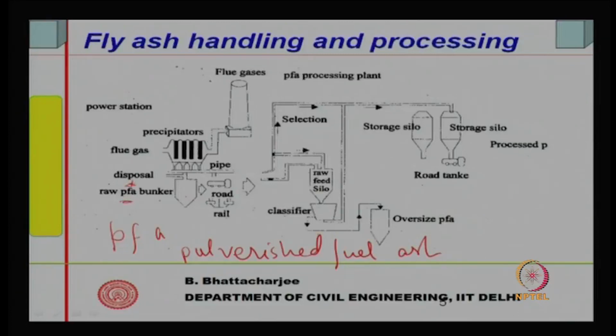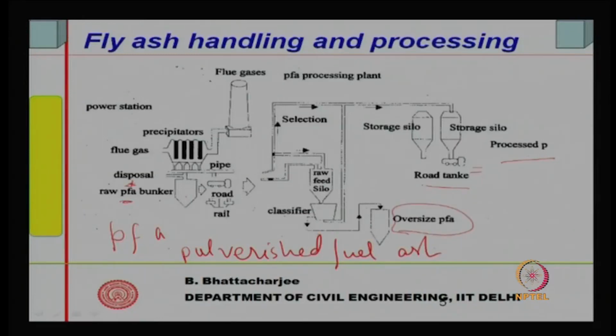So, this is from the chimney, the flue gas through the precipitator, where fly ash is collected and transported, and then you can put it into a classifier. If you put it into a classifier, different size fractions can be separated, some may be taken straight to the storage silos and transported through road tanker to various kinds of processes, and here the oversized ones can be collected.